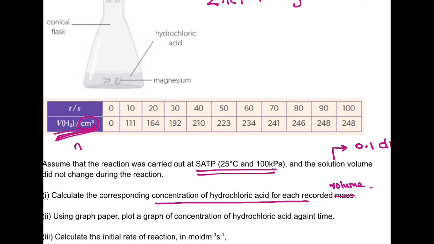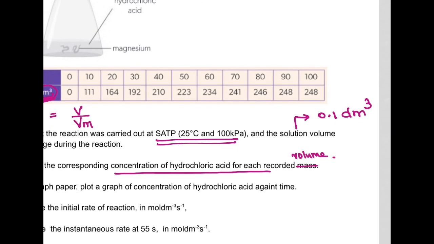And if you remember, number of moles of any gas will be volume of gas divided by molar volume. Okay, and this is at SATP. So here, molar volume is 24 dm cube.